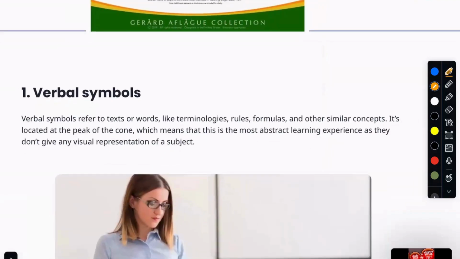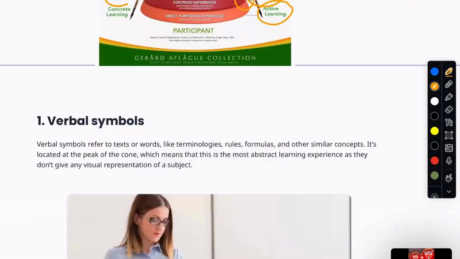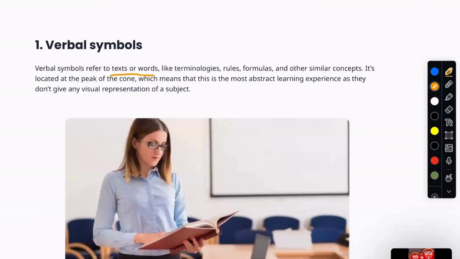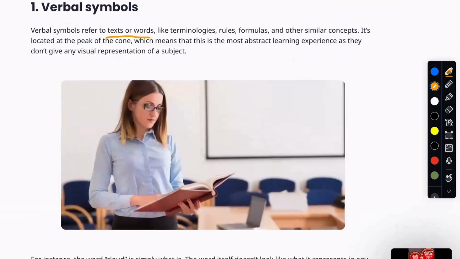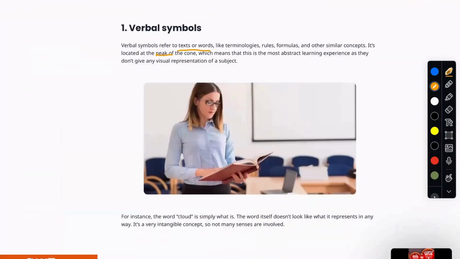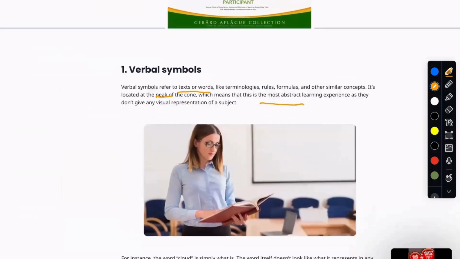To go deeper, I'll discuss each and every one. I'm going to start with the verbal, which is passive learning. This is the lowest. Verbal symbols refer to text or words like terminologies, rules, formulas, and other similar concepts. It's located at the peak of the cone, which means it is the most abstract learning experience, as they don't give any visual representation of a subject.